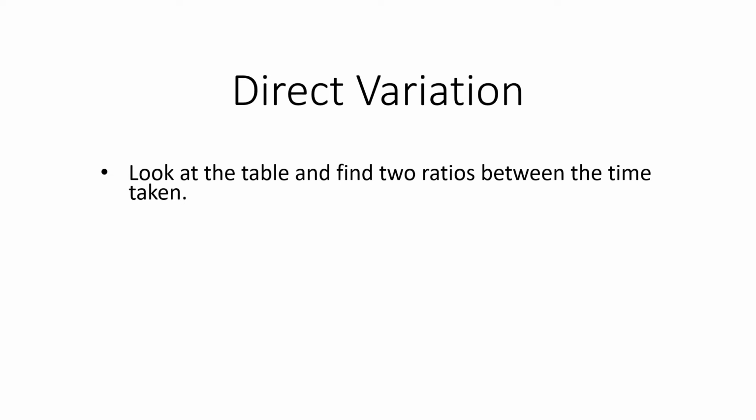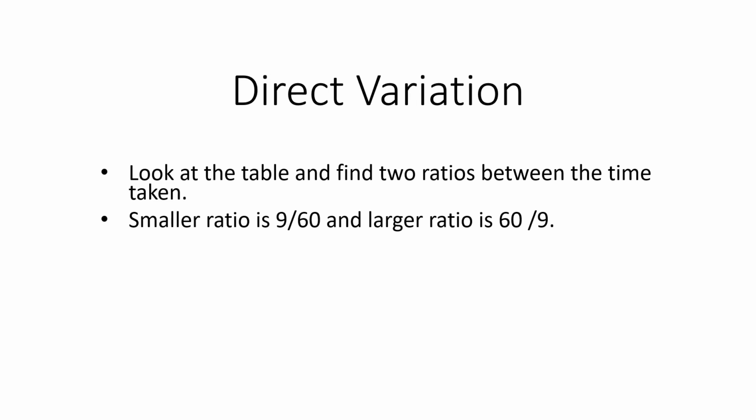If we look at the table, we will find two ratios between the time taken. What are the two ratios? We can make two ratios. One is 9 upon 60 and the other is 60 upon 9. Out of these, which is the smaller ratio? 9 by 60. Which is the bigger ratio? 60 by 9.